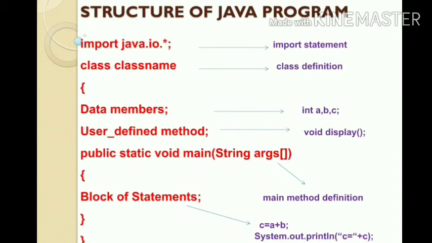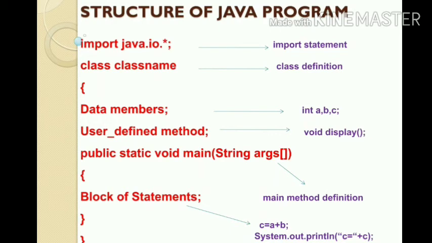Next we will see the structure of a Java program. The first statement is import statement. Import java.io.*. This statement imports all the input-output classes and its subclasses.